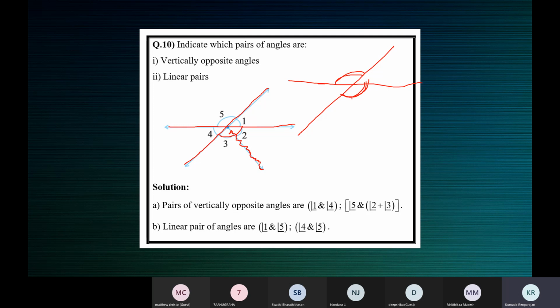So 2 plus 3, they are two different angles, but together they make one angle. So this one angle 5 and angle 2 plus 3 form a pair of vertically opposite angles. That's what I've written here. Angle 5 and 2 plus 3. Then angle 4 and angle 1, vertically opposite angles. Correct?